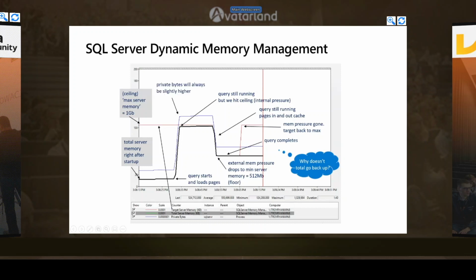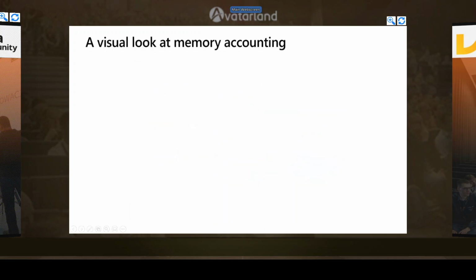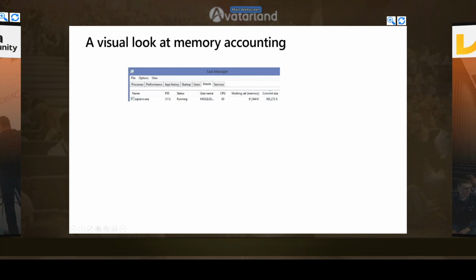Okay, now let's take a little visualization look at accounting here. We're going to do a little look at accounting and we're going to do a demonstration. So you might have seen Task Manager in Windows before. Notice here, I've got columns for working set and commit size for the SQL process. And you might have seen this DMV called DMOS process memory. How do these reconcile with each other?